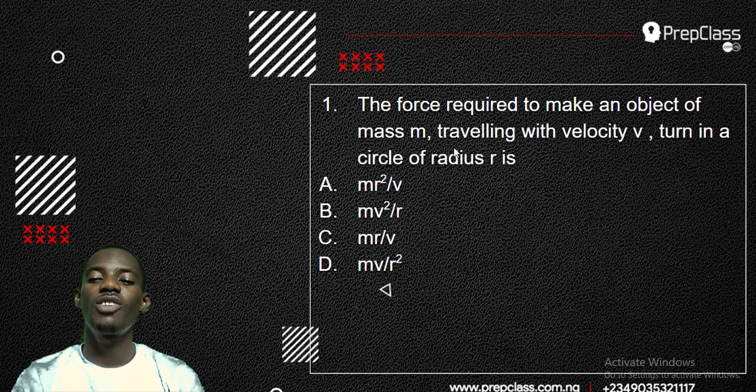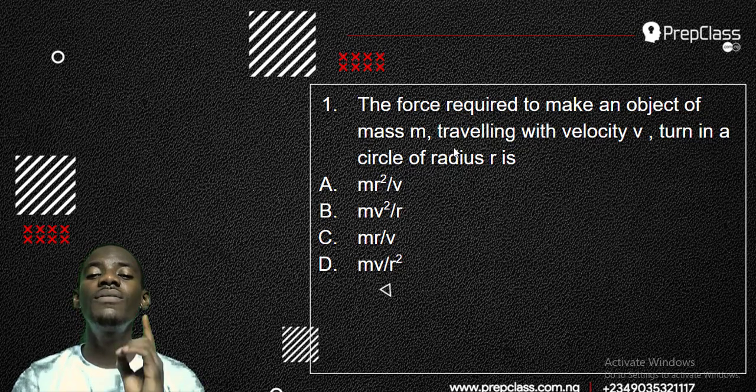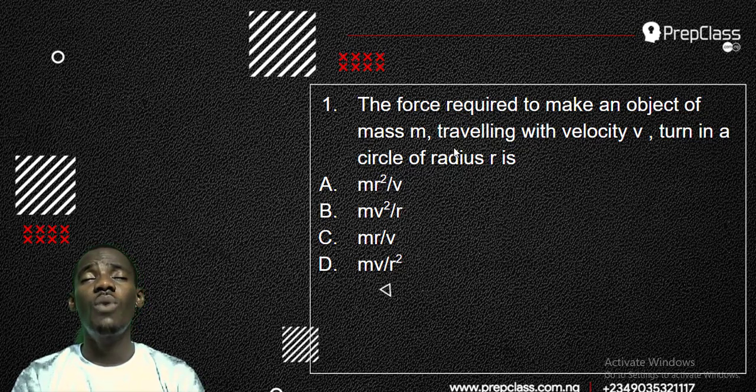It says the force required to make an object of mass m, traveling with a velocity v, turn in a circle of radius r, is what? You can see the word circle stands out. Whenever you see the word force and circle, there's one particular force that makes things move in a circle, and that's centrifugal force. So this question is simply asking for the formula of centrifugal force.